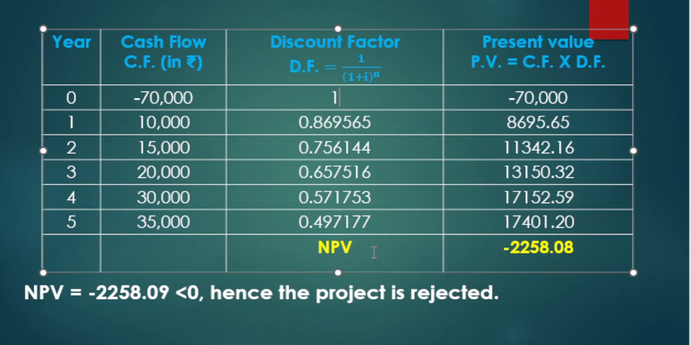After getting all the values, we will add all the present values to find out the net present value. After adding this, we have got minus 2258.08. Here, the value of net present value is negative, or less than 0. So, the project is rejected.